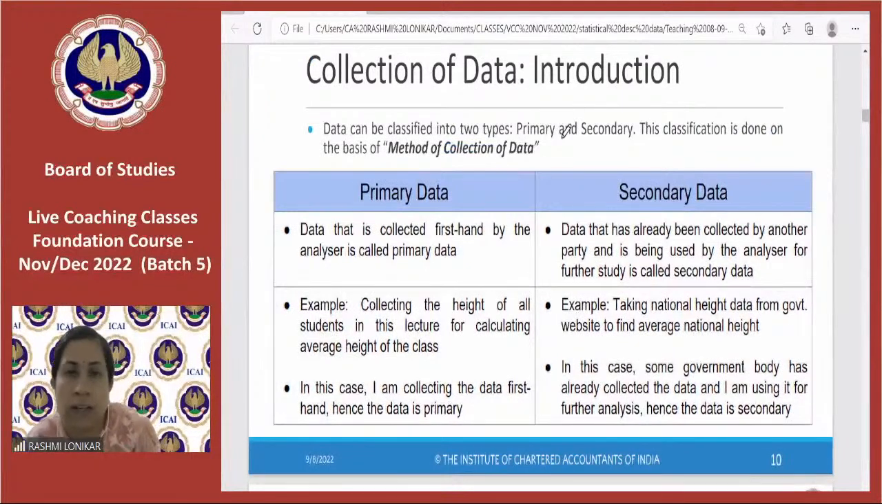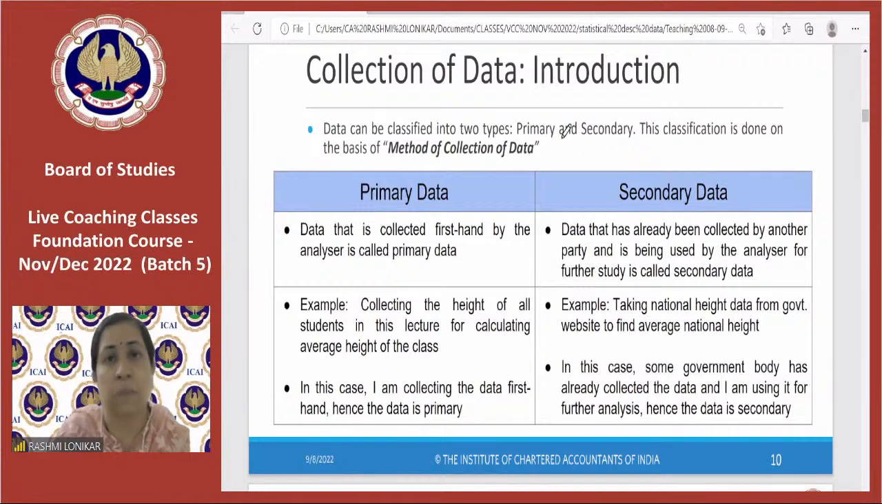Now, how to collect the data? First we talked about what is statistics. Then we talked about what is data. Data can be qualitative or quantitative. Qualitative, we talk in terms of attributes. Quantitative, we talk in terms of discrete and continuous. Then we are now going to talk about how to collect the data. Data can be primary data or secondary data.